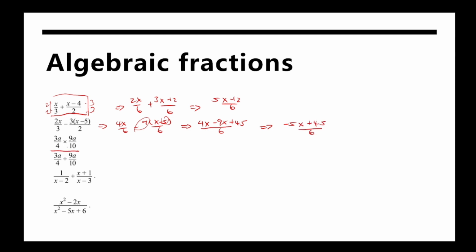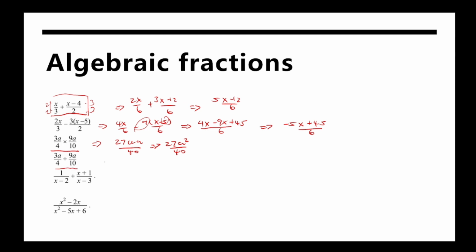Now moving on to multiplication. Multiplication of fractions with algebra works exactly the same as normal arithmetic multiplication of fractions. So just multiply the numerators and multiply the denominators. We'll get 27a times a over 40, which is 27a squared over 40.